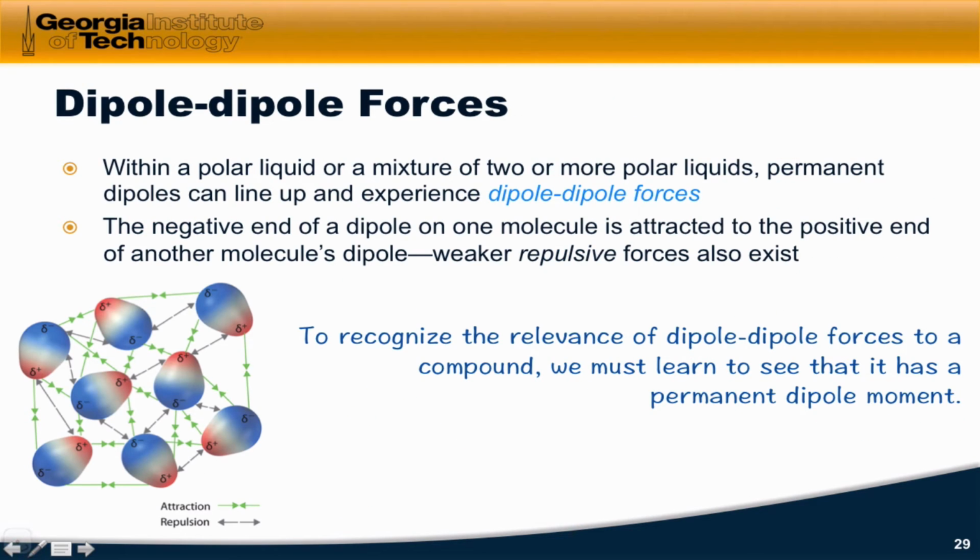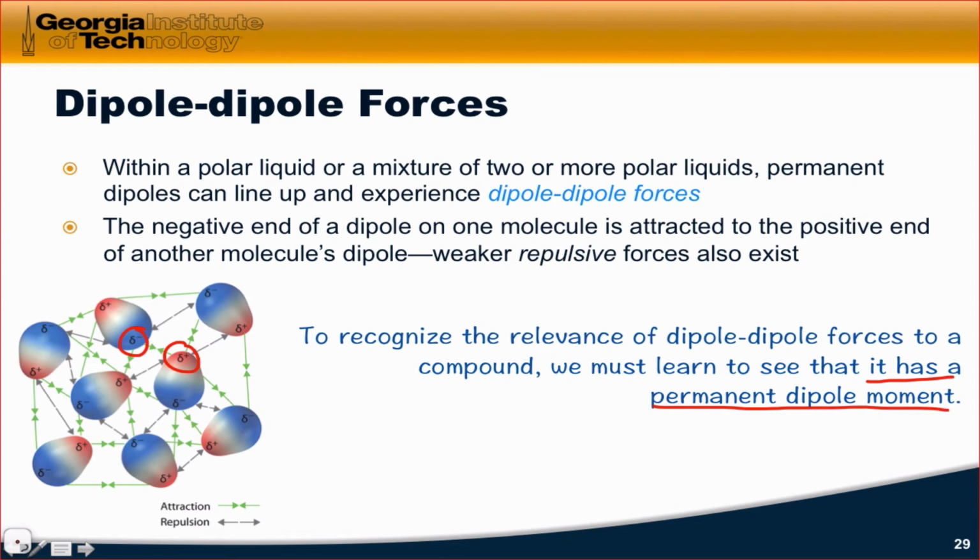If we're looking at just a sample of a single compound that contains a permanent dipole, we get dipole-dipole forces as the dominant force. Quite simply, the negative end of one dipole aligns with the positive end of another, and we get attractive forces between these oppositely charged dipoles. The key to seeing that this is relevant within a particular compound is recognizing that the molecule has a permanent dipole moment. All molecules with permanent dipole moments will engage in dipole-dipole forces within the bulk compound.